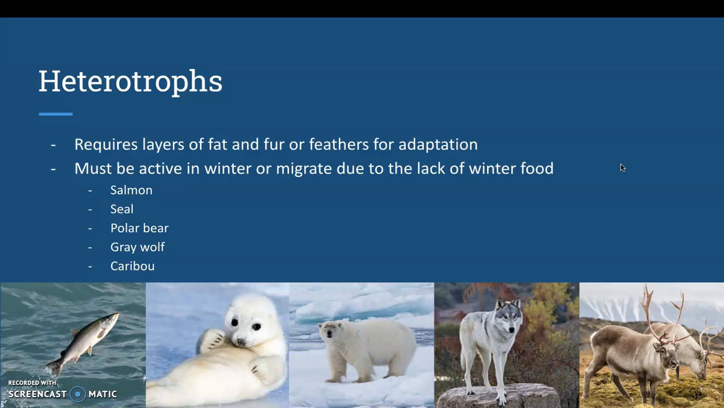Heterotrophs require layers of fat and fur or feathers for adaptation. They must be active in winter or migrate due to the lack of winter food. The picture shows salmon, seal, polar bear, gray wolf, and caribou.